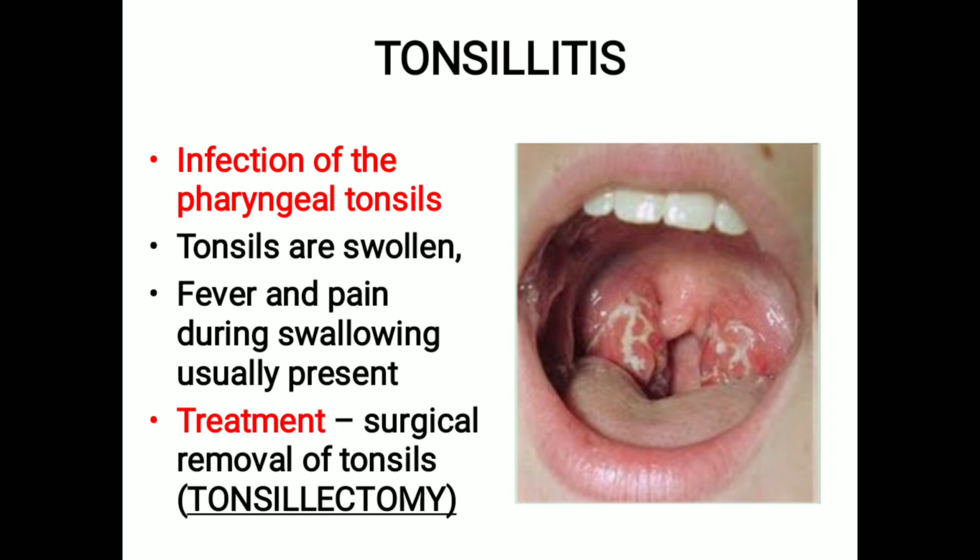Tonsillitis. When you catch a cold, you feel it in your throat. That is because of the tonsillitis condition. Infection of the pharyngeal tonsil leads to tonsillitis. Tonsils are swollen, and fever and pain during swallowing are usually present. When the infection becomes more severe, treatment is tonsillectomy, the surgical removal of the tonsil.